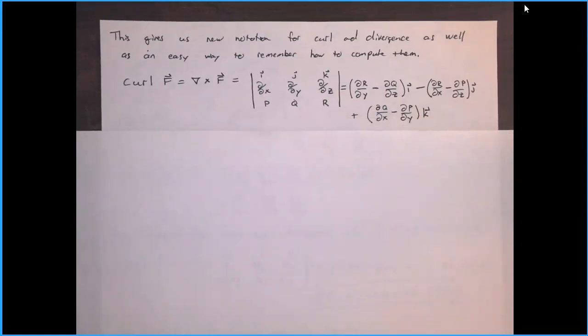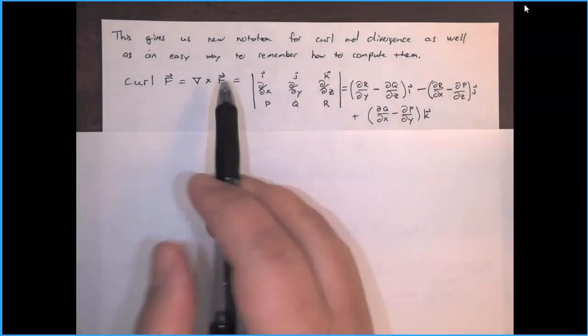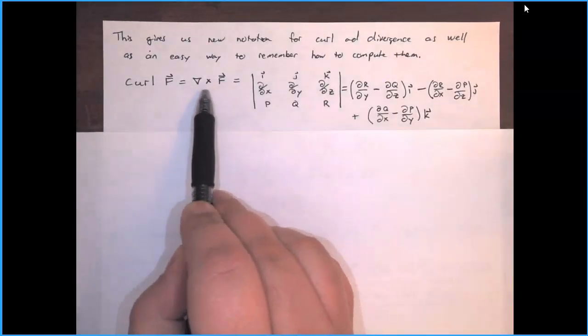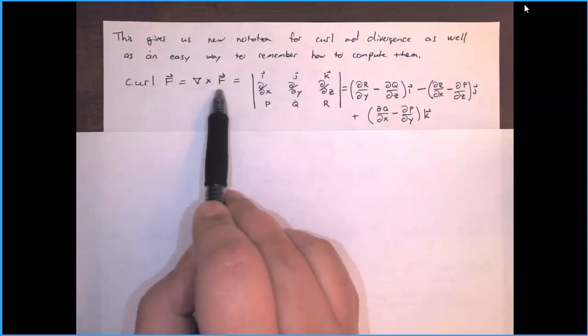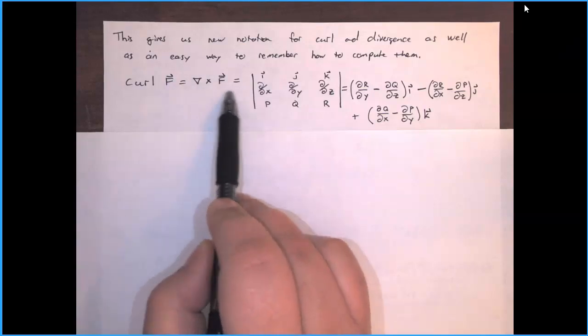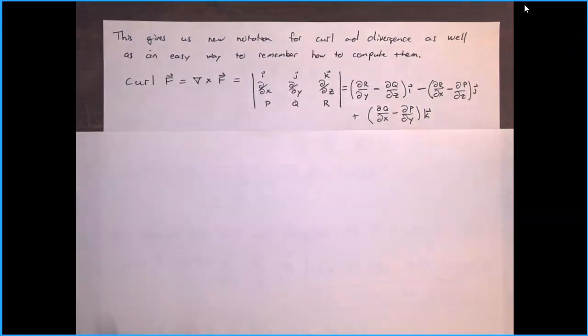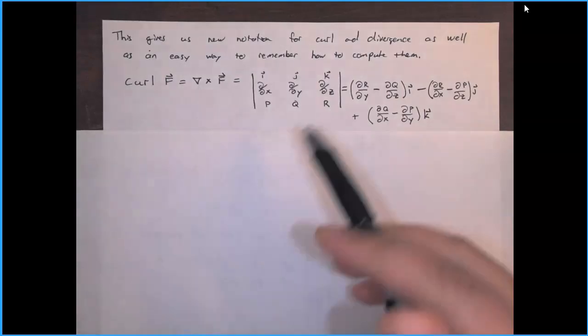I can write curl of f, but I'm also going to define the curl of f, notation-wise, as this del operator crossed with our vector field f. So del cross f as a cross product. And so sometimes when people write curl, they write this. But also, this gives us a way to compute the curl, because I can actually work this out.